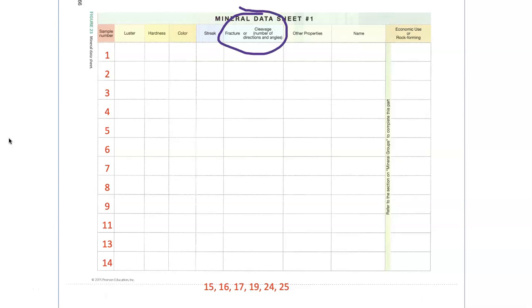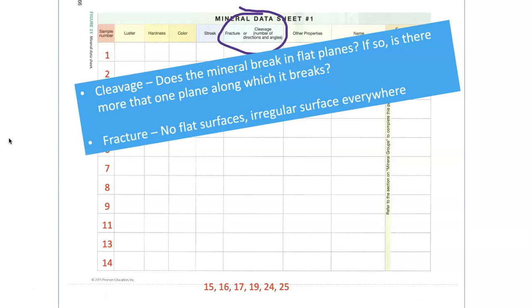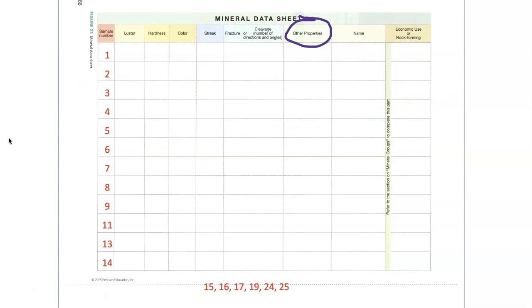Then we come to fracture versus cleavage. Remember that cleavage means the mineral breaks into flat planes, and sometimes it breaks into just one flat plane, sometimes it breaks into 2 or even 3. I know at this point in our studies this is pretty tricky to understand, but I try to point it out in the videos if there are flat surfaces that are representing cleavage faces. If there are no flat surfaces and the mineral is just kind of irregular everywhere, then we say fracture. So in this column, you're either going to put fracture or cleavage.